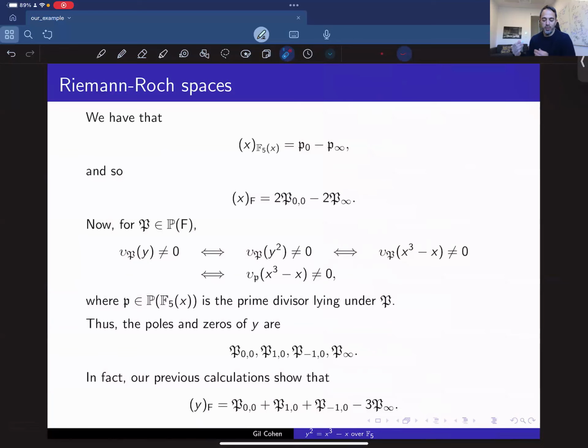So in order to construct the code and talk about Riemann-Roch spaces, let's first recall that the principal divisor of x as an element in the rational function field below is p0 minus p infinity, right? Because x has a simple 0 at 0 and a simple pole at infinity. And so x as an element of F has a principal divisor, which is, well, you need to look at the prime divisors above each of them and multiply by the ramification index.